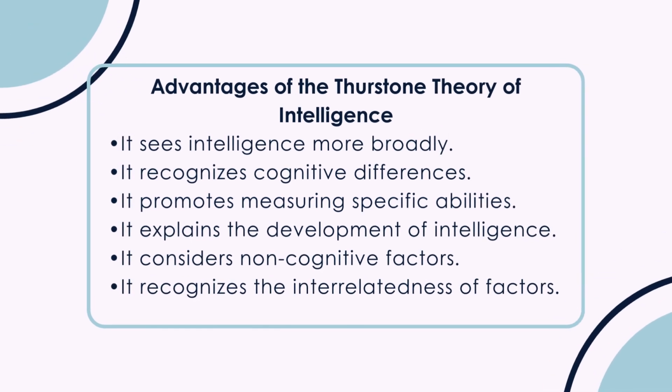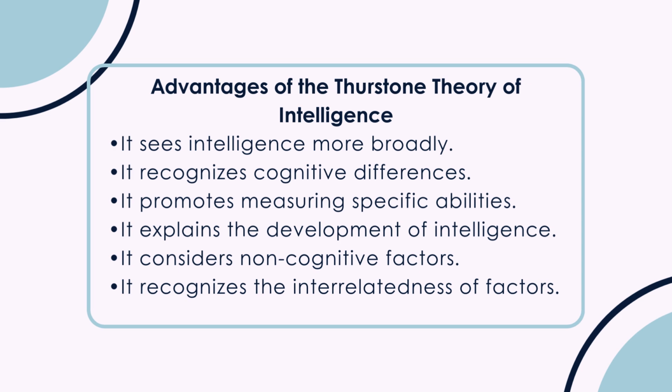Now let's move on to the advantages of Thurstone's theory of intelligence. Number 1. The theory sees intelligence more broadly. Thurstone's theory does not like the idea of one g factor, the idea of one main part that makes up all intelligence. The theory says that intelligence has many different brain abilities that combine to make a person's total intelligence. This view is broader and more complete.